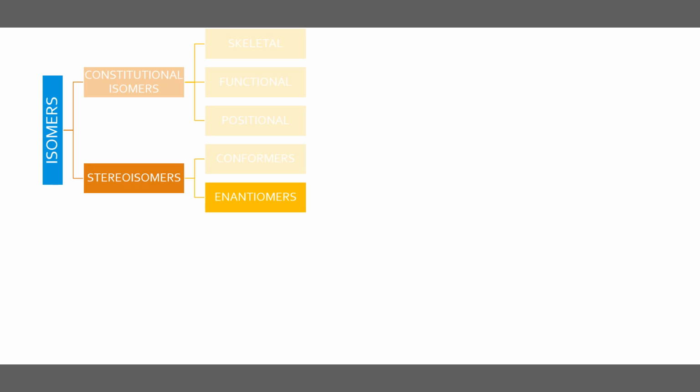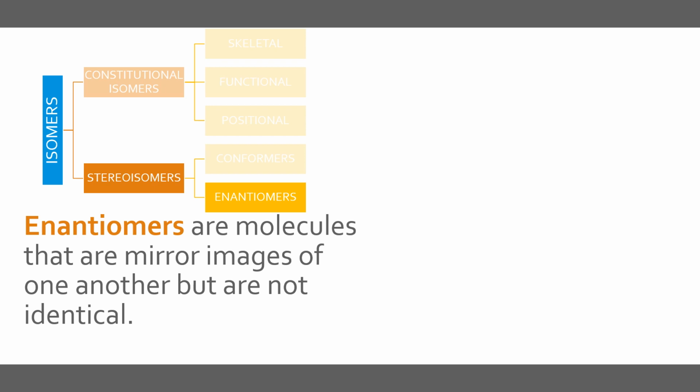The next kind of stereoisomers are called enantiomers, from the Greek word enantio, meaning opposite. Enantiomers are molecules that are mirror images of one another but are not identical. Enantiomers are like your left and right hand. Your left and right hand are mirror images of one another. They're very similar, but if you try to superimpose them, they're not completely superimposable with one another.